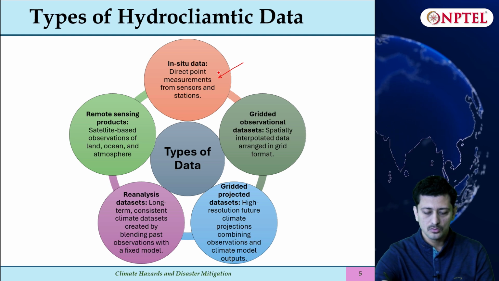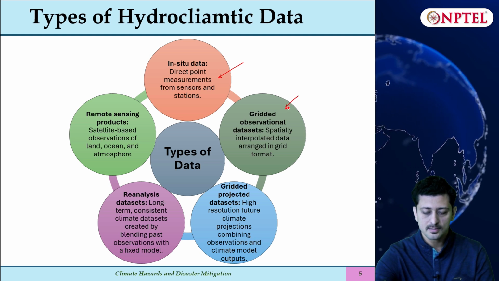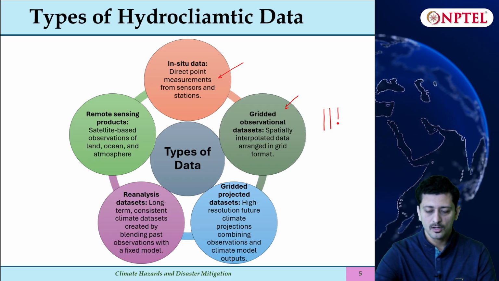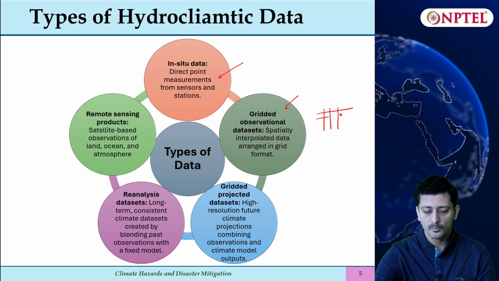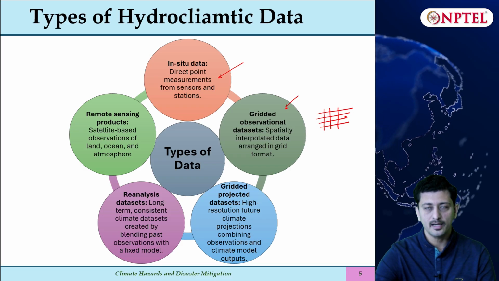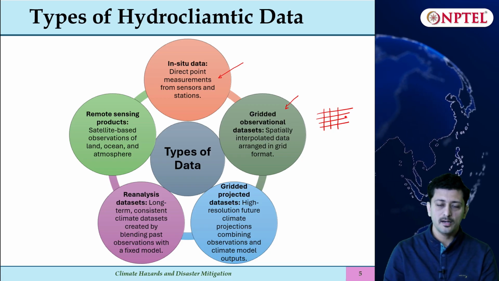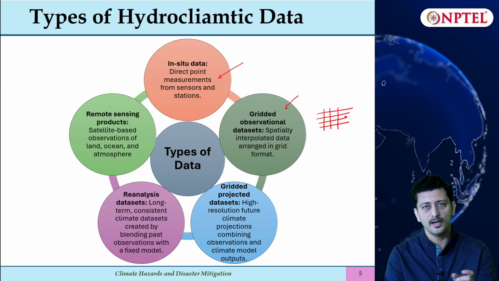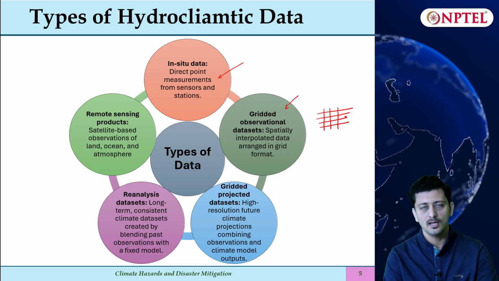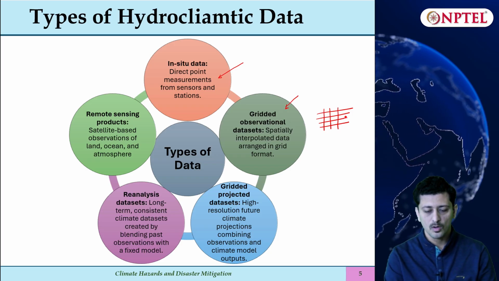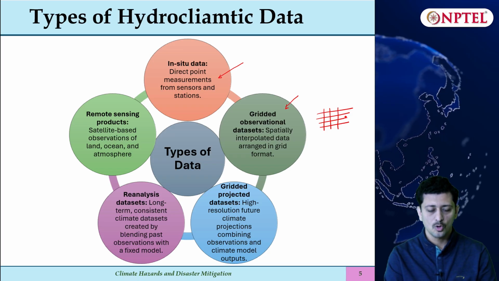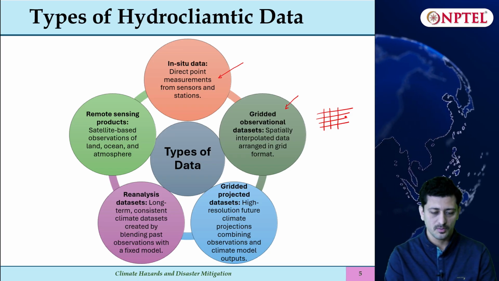Then we come to your gridded observational data sets. Your point-based data sets are converted, by interpolating, into a spatially consistent data set. The advantage of gridded data sets is that you get uniform spatial coverage, whereas point data sets can be sparse in some regions and denser in others, so that is overcome. Also they are more consistent, so the missing data is also overcome by combining so much information.